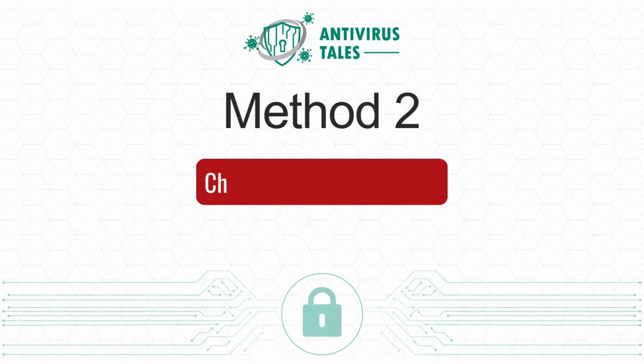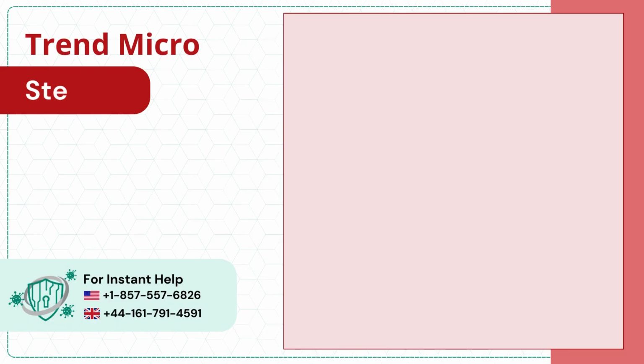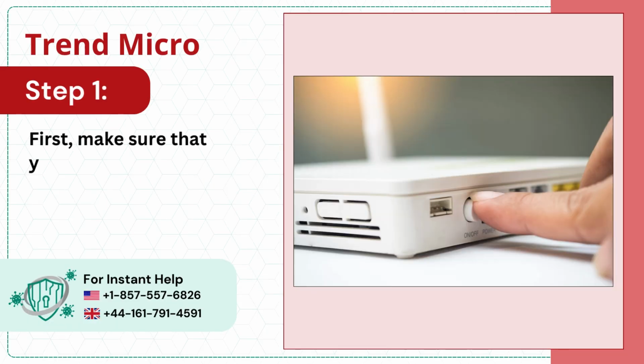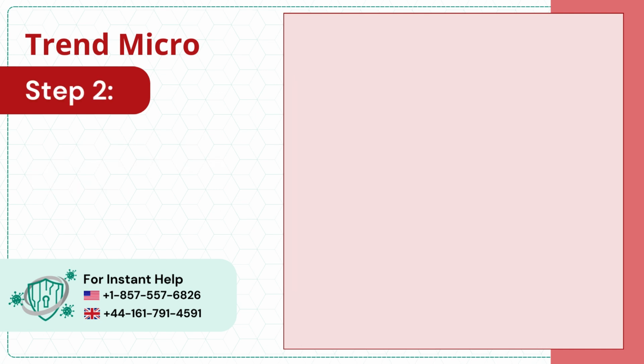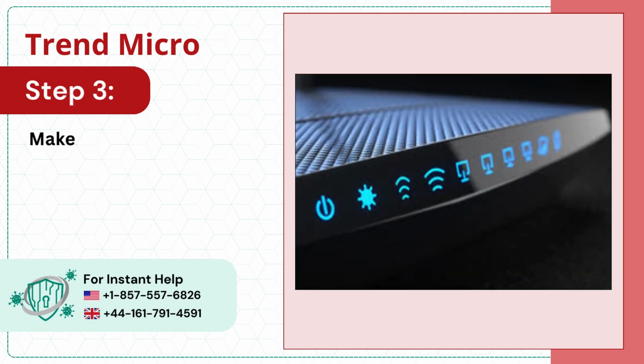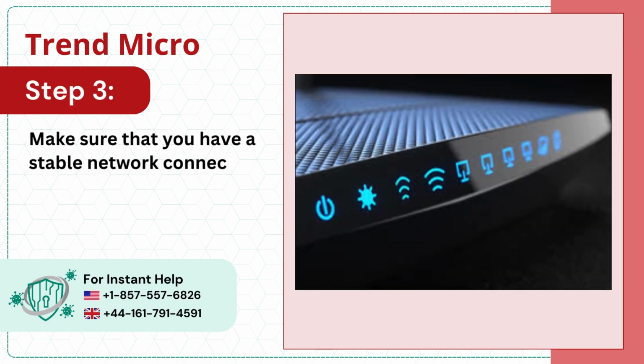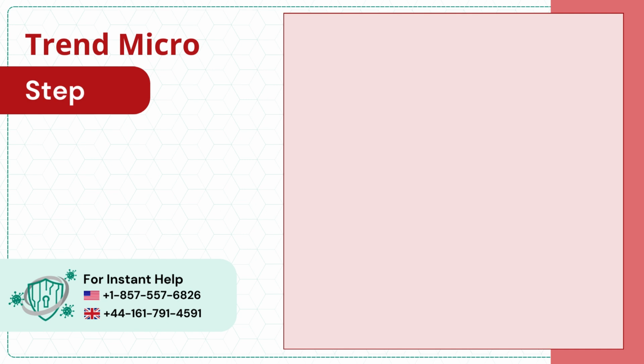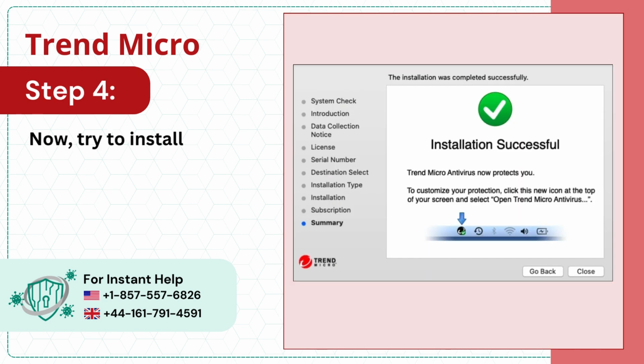Method 2. Check internet connection. Step 1. First, make sure that your wireless router is turned on. Step 2. Ensure that your device is connected to the wireless network. Step 3. Make sure that you have a stable network connection. Step 4. Now try to install Trend Micro Antivirus.